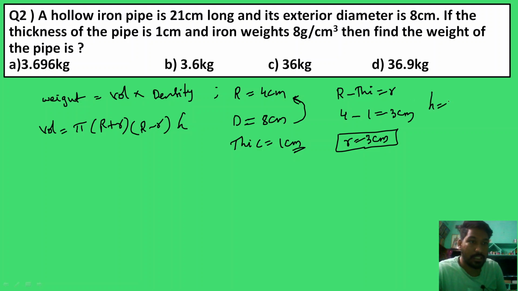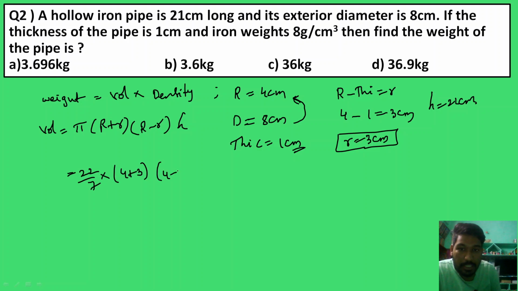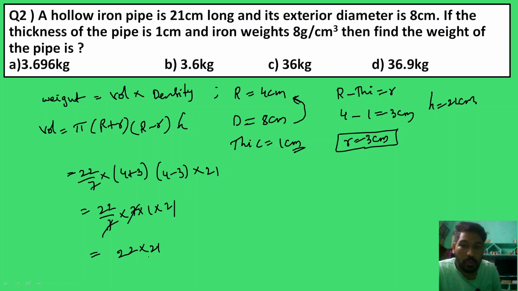So height, I think they gave 21 centimeters. Now substitute. Pi is 22 by 7, into R plus r, which means 4 plus 3, into R minus r, which means 4 minus 3, into H value 21. So 22 by 7 into 7 into 1 into 21. 7 cancels, so it is going to be 22 into 21. This is the volume. No need to calculate, let it be.